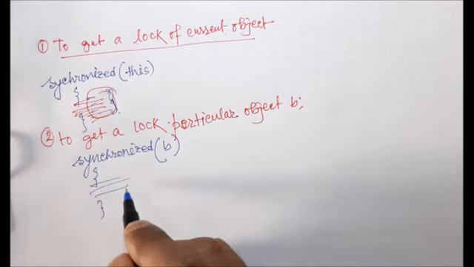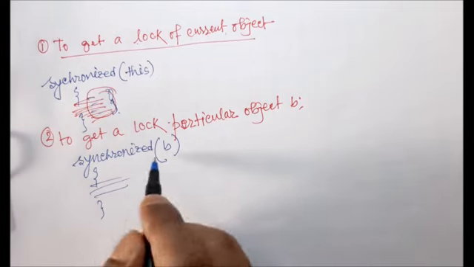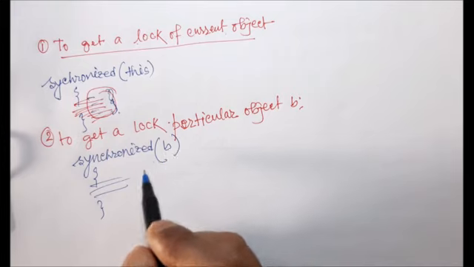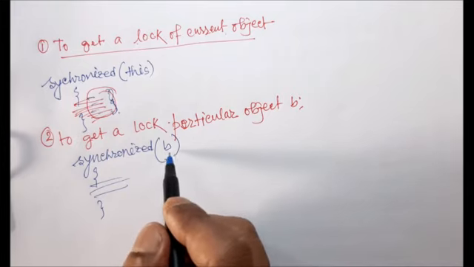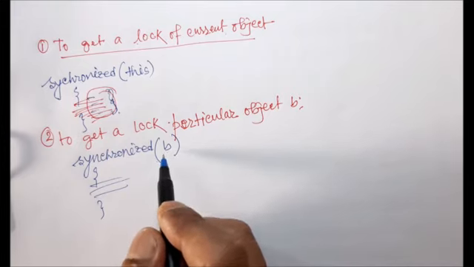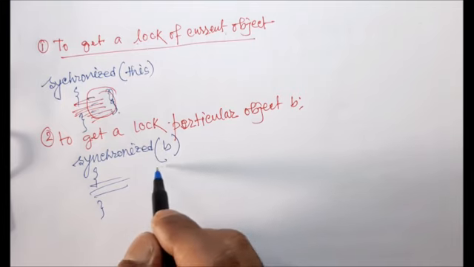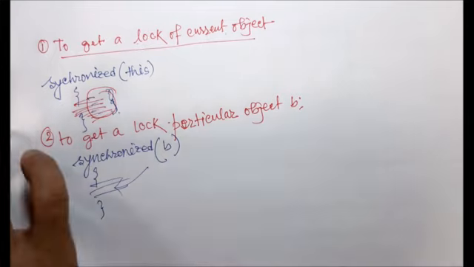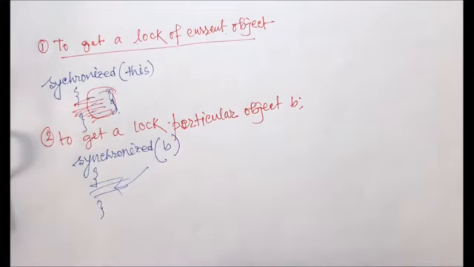If any thread wants to access this synchronized block, then it has to get the lock on this object B. If the thread got the object lock of object B, then only it will be allowed to access this part of the code. And the third one: if I don't want to lock a particular object, if I want to get the class level lock.